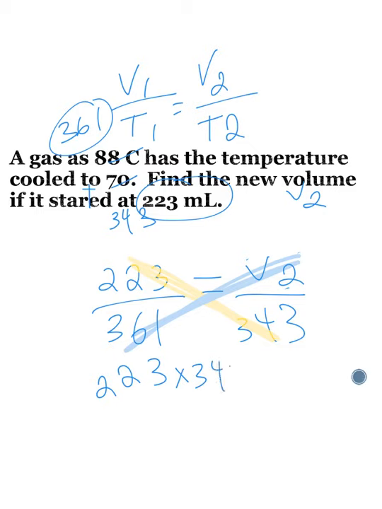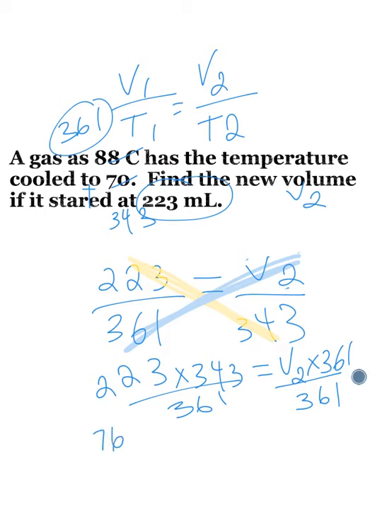So 223 times 343 is equal to V2 times 361. Again, this is an optional step. If it helped you to write it, do it. Then on both sides, we're going to divide by 361. Again, some people like to write everything down, and if that's you or your math teacher's that way, go for it. Don't round on here, though. We want to write out every number if you're doing it that way. So 76,489 is equal to 361 V2, and then you divide by 361, just like I showed you before.